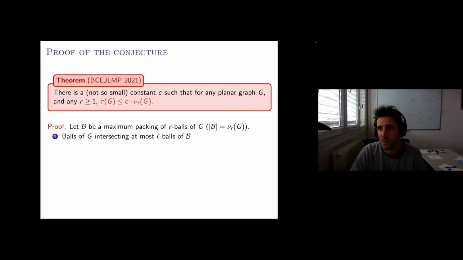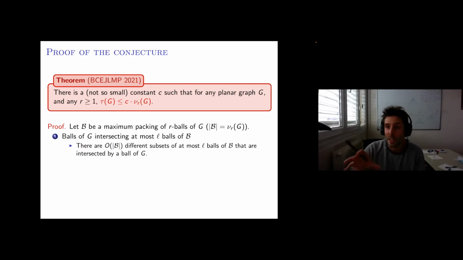So what do you do about the balls that intersect few balls of the packing? What you can prove, and it's not obvious, is that you only have a linear number of possible traces. A trace would be the set of balls of the packing that some ball intersects. That's a trace. And you only have a linear number of traces of size at most L. And the constant will depend on L, of course. It's not so easy to prove, but you can prove that. So you only have a linear number of possible traces.